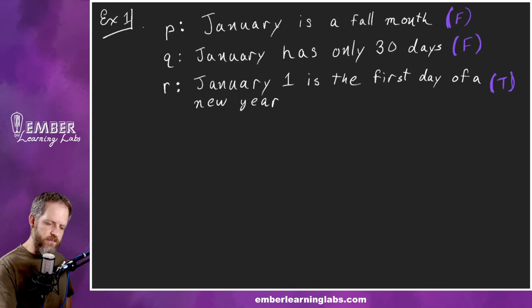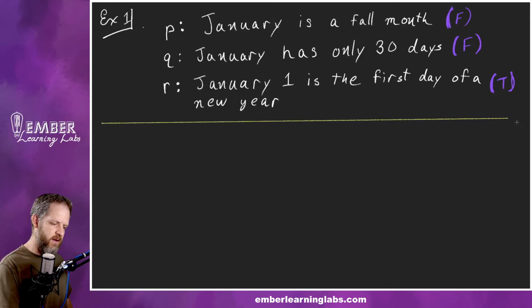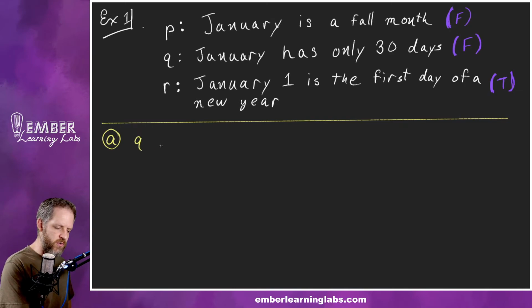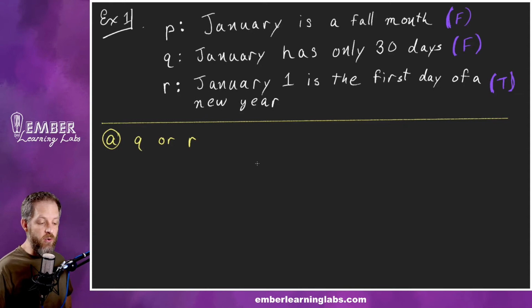Now, for part A, let me use a different color so it doesn't get confusing. Have a little scratchy line. There we go. So for part A of this example, we want to find the truth value of Q or R.